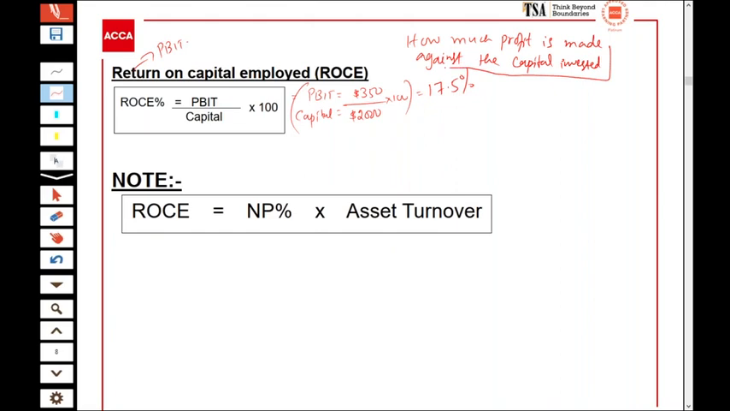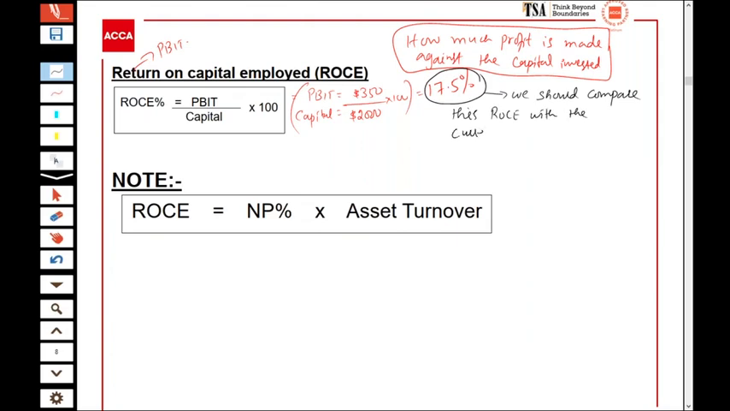And remember one thing, you cannot assess the performance unless you compare the figures. This 17.5% is your return, and we should compare this ROCE with the current borrowing rate in the market. Now, what do you mean by the term current borrowing rate? The current borrowing rate means interest.